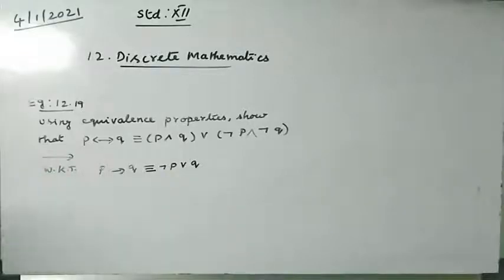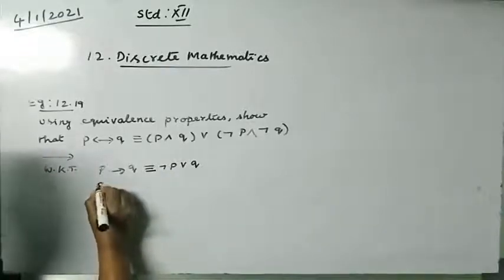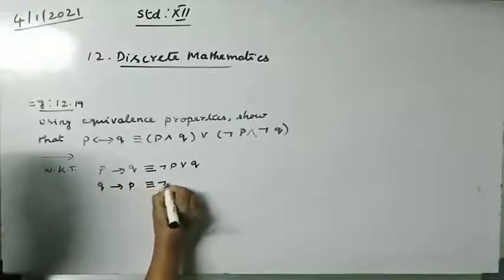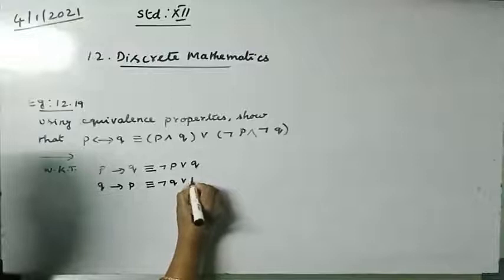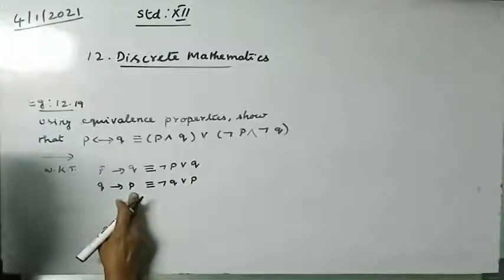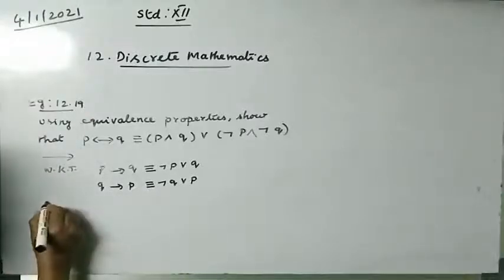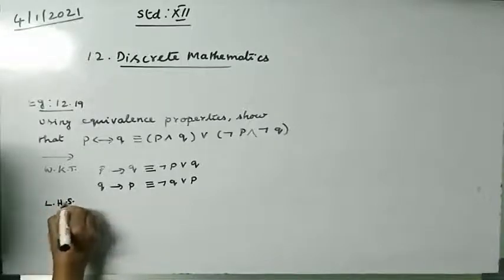negation of P or Q. அதே மாதிரி if Q then P is equivalent to negation of Q or P ன்னு எழுதிக்கலாம். So this is the property. It is proved in previous examples. So இதை இப்போ நம்ம இங்க யூஸ் பண்ணிக்கோம். Now I am taking left hand side.